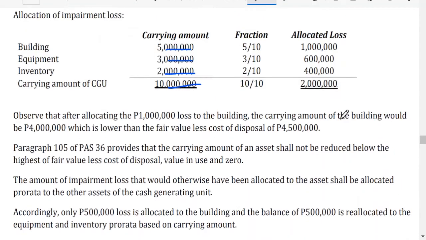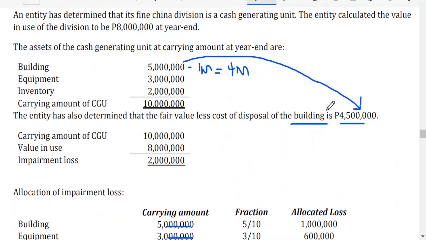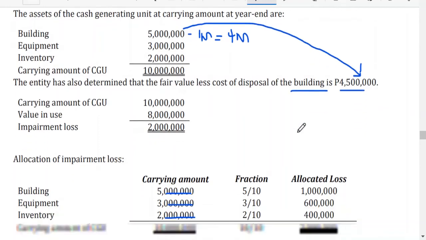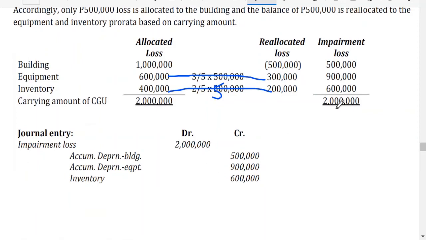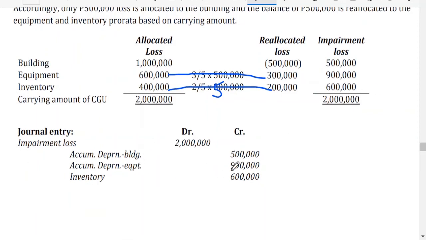Again, where does this come from? This is the difference between the building's fair value less cost of disposal, which is the recoverable amount, and the carrying amount of the building. So, only up to 500,000 can it absorb. And then, we have the new impairment loss for the equipment, which is 900,000. And for the inventory, we have 600,000.